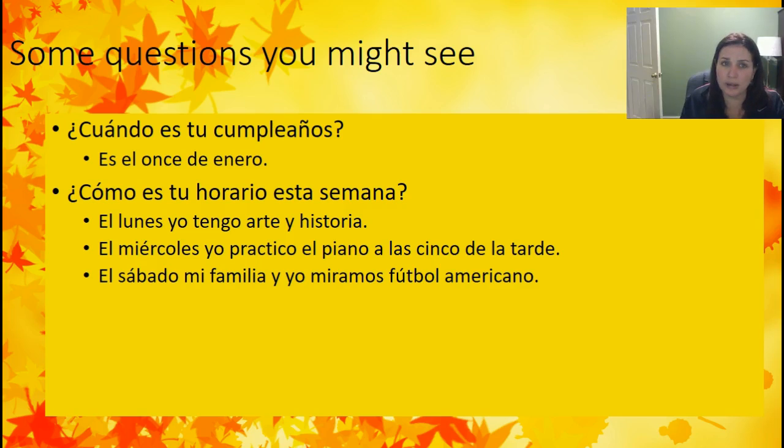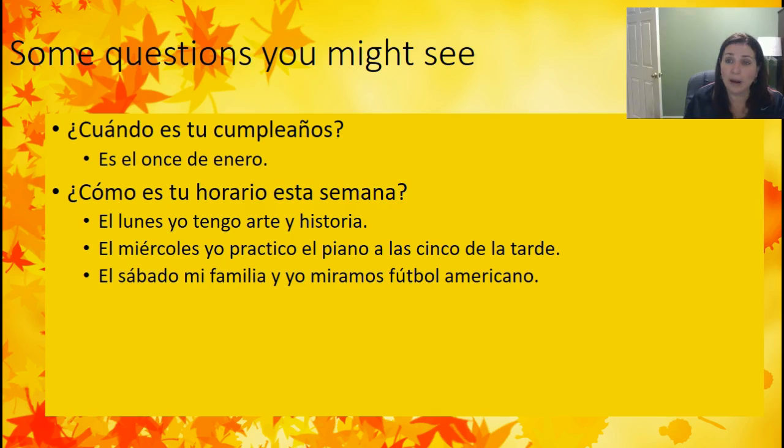Here are some questions that you might see regarding the date. Somebody might ask you, ¿Cuándo es tu cumpleaños? When is your birthday? So your answer might be, es el 11 de enero. It's the 11th of January.